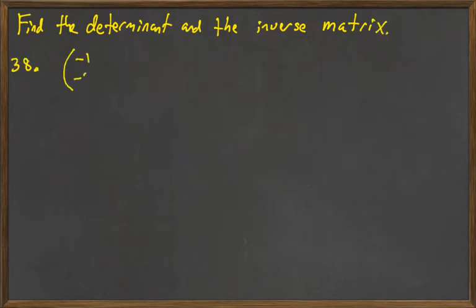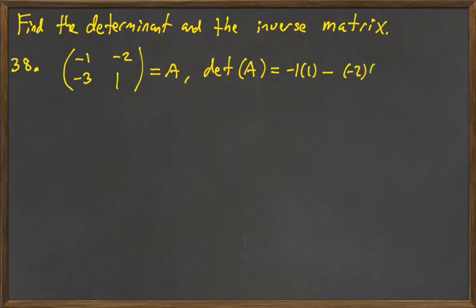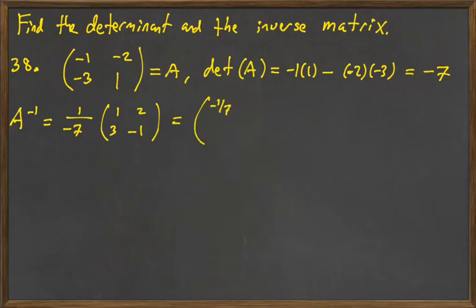Okay, so let's say that I have this matrix here, and I will call it matrix A for convenience. The determinant of A will be -1 times 1, minus -2 times -3. And so that will give us -7, and our determinant is not 0, so we do have an inverse. So A inverse will be 1 over the determinant. We'll switch the -1 and 1, and the -3 and the -2 will have opposite signs, so they'll both be positive. Okay, and then we'll go ahead and distribute the -1/7 through, and that's our inverse matrix.